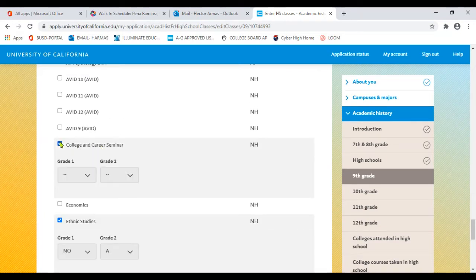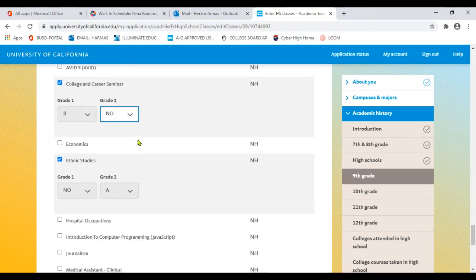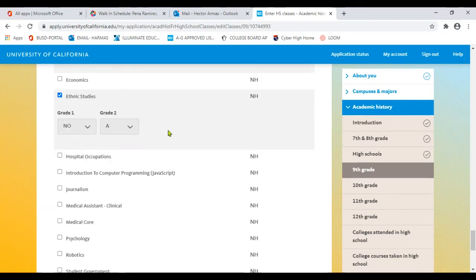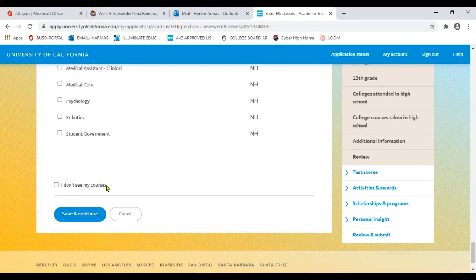So I'm going to put college and career, and I know that in college and career, I took that the first semester. And for that class, I got a B. Second semester, I didn't take the class, so I'm going to put no. So very clearly defined here that in this case, first semester, I took college and career. Second semester, I took ethnic studies, and I put no that I didn't take it during the first semester or second semester. So now I'm going to come over here and I'm going to say, okay, I'm cool.